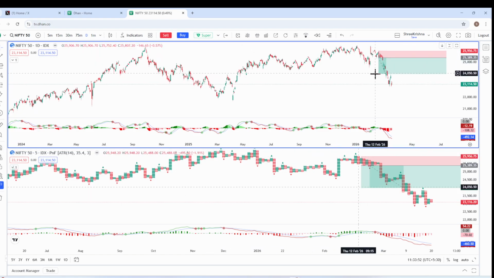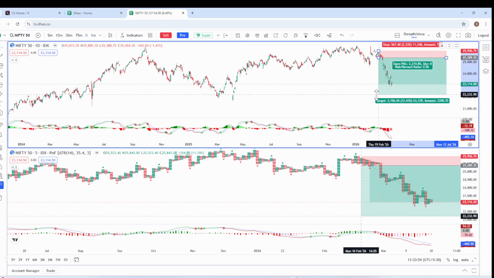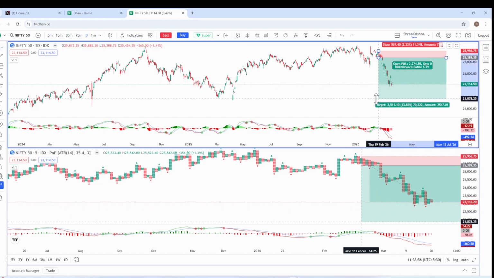We sold April also, don't worry. And our target is 3511 points, and our stop is 567 points. And that is the money we are looking for. We have sold April also, because we know it is going to go down.